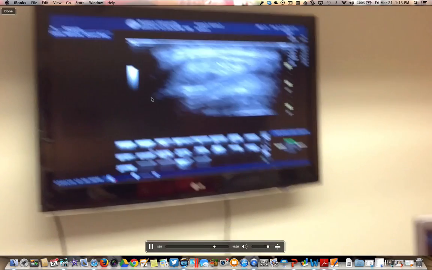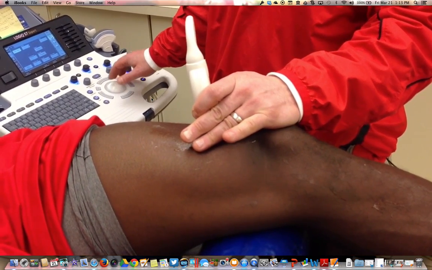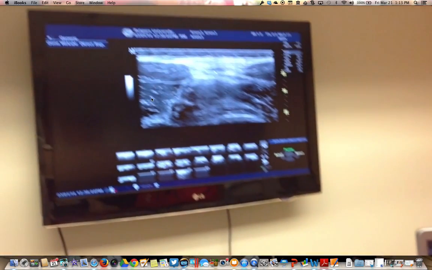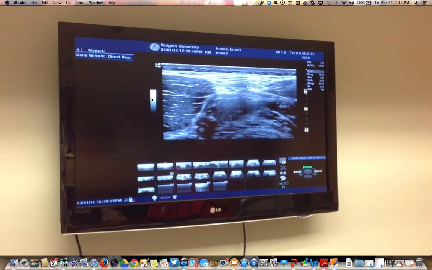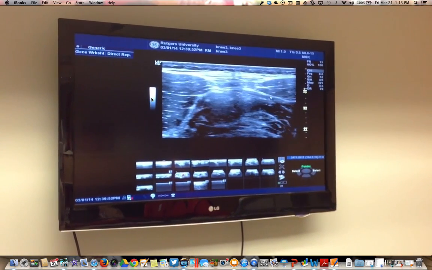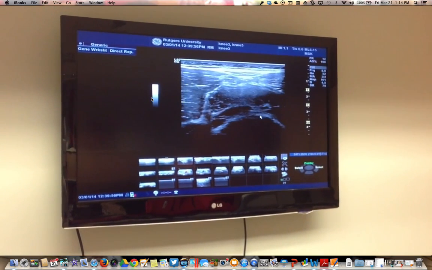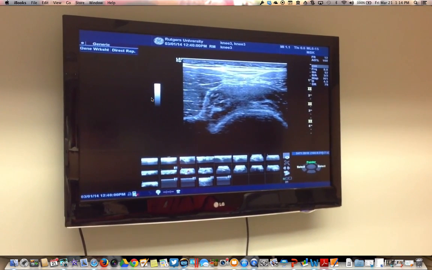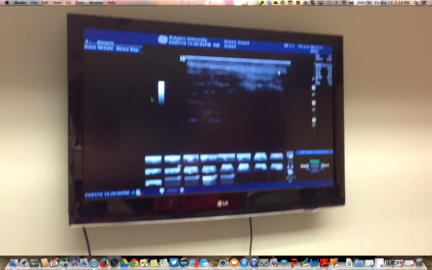I then want to move up the quad until I can see the different muscles. Again, dropping our frequency and our depth down, we see the rectus femoris tendon here, the vastus medialis, the vastus lateralis, the vastus intermedius, and going up further, we see the femur down below. Rectus femoris, medialis, intermedius, and lateralis.